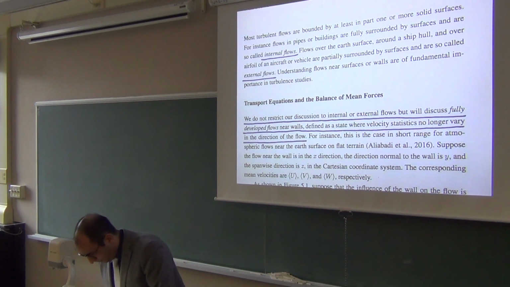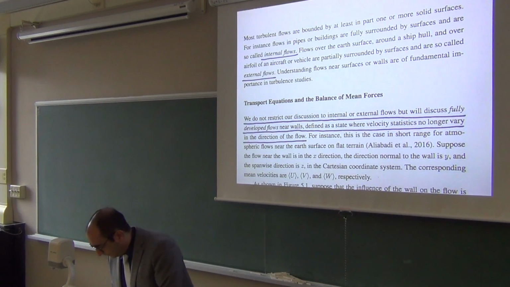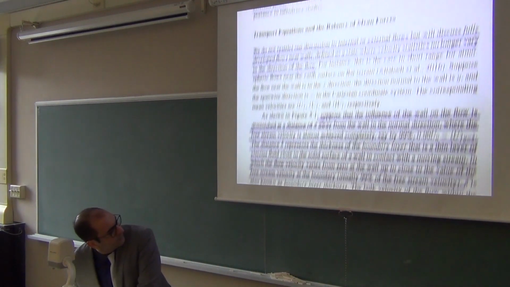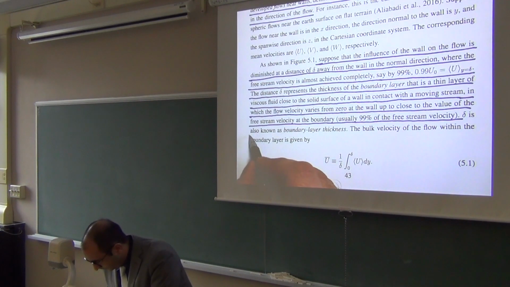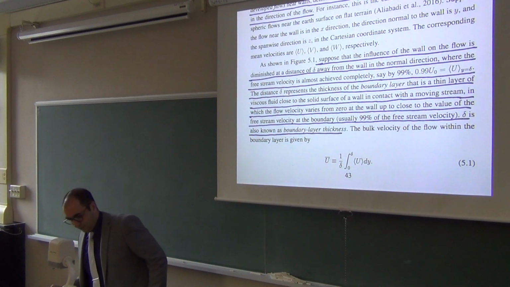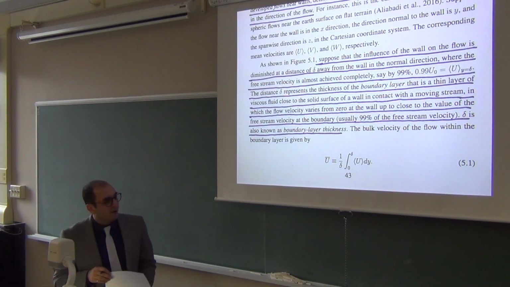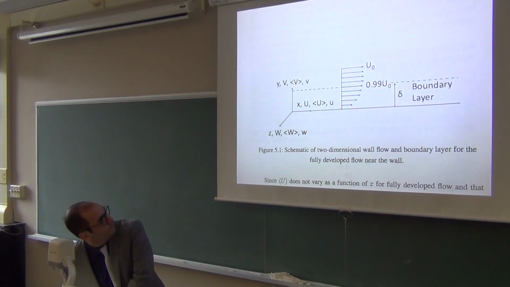Okay, so in which the velocity varies from 0 at the wall up to some maximum value. So usually 99% of the free stream velocity. And delta itself is known as boundary layer thickness. So here I'm referring to figure 5.1. So let me show it to you in a figure.